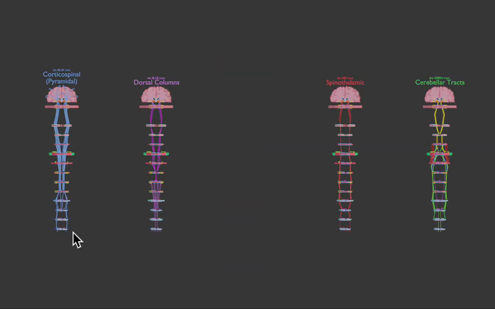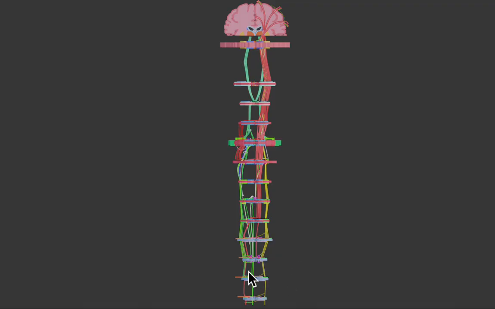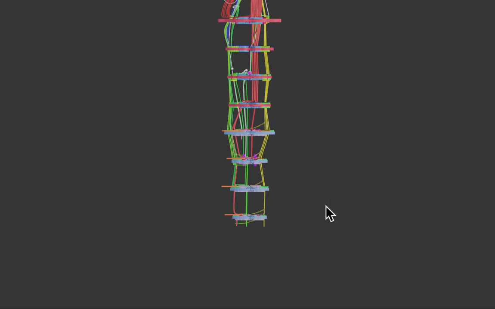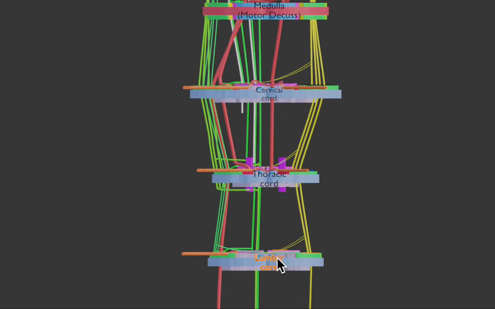For the individual tracts, you can see that I have used different colors, like the corticospinal tract is in blue, the dorsal columns are in purple, spinothalamic in red, and the cerebellar tracts are multicolored depending on where they come from. Let's look at some of the details of the section of the spinal cord. Maybe I'll choose a section of the lumbar region.